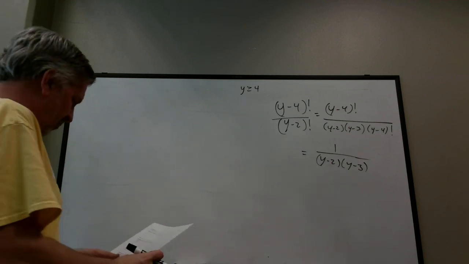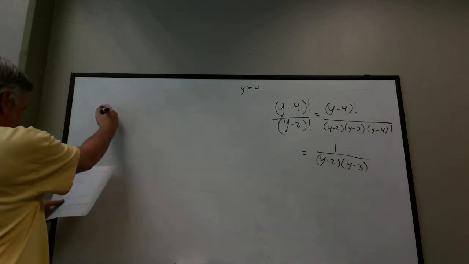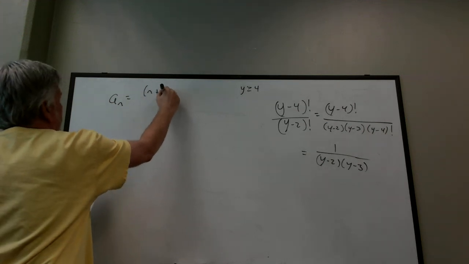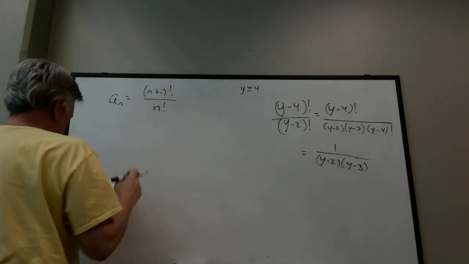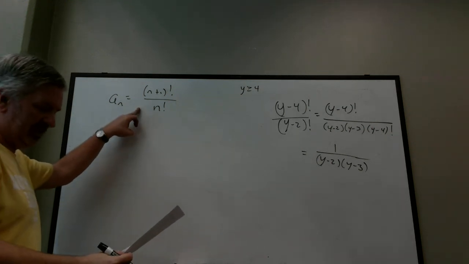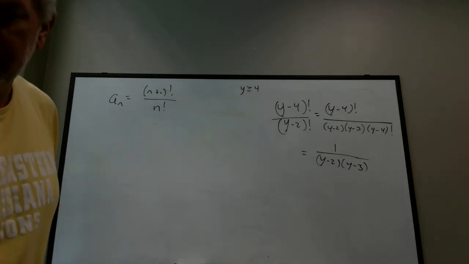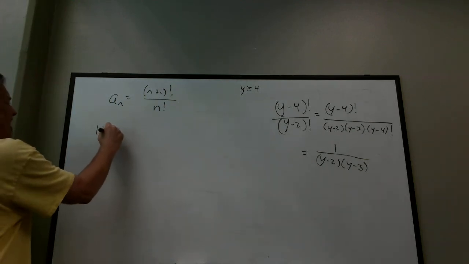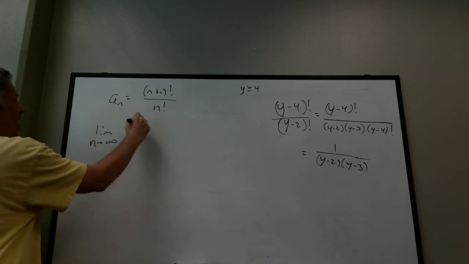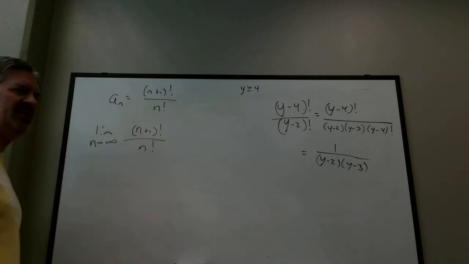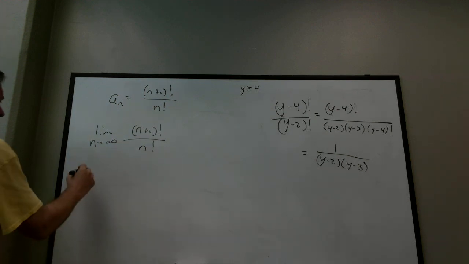Okay, let me do one more example with the factorials here. The sequence is a sub n is n plus 1 factorial over n factorial. So it says determine the convergence or divergence of this sequence. Now, how do you figure out the convergence or divergence of a sequence? You take the limit as n goes to infinity of the sequence. Right? That's how you do convergence or divergence of a sequence. Take the limit as n goes to infinity.